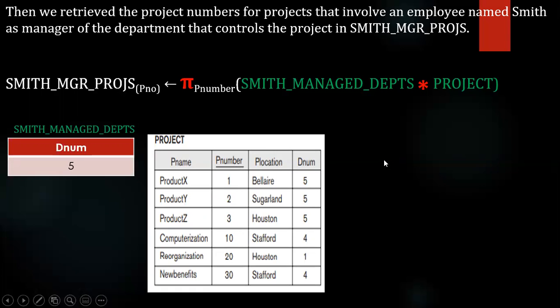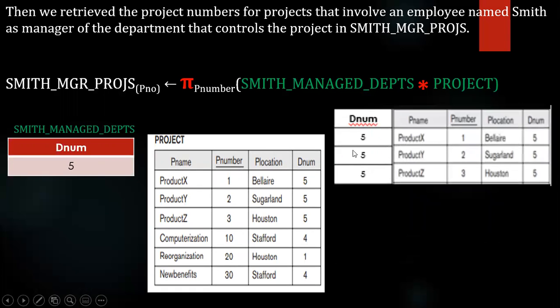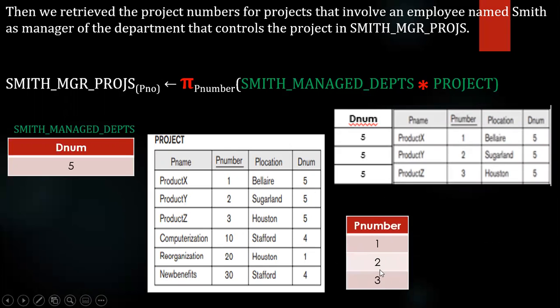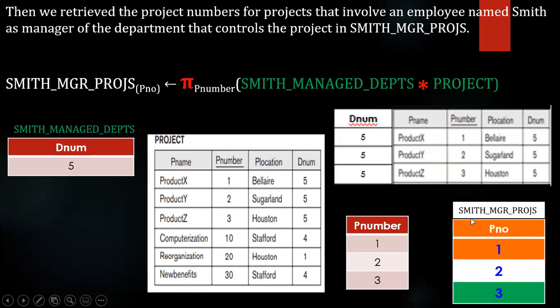So the result will be like this. These three tuples are matching tuples for department number 5. Now I don't want all these columns again. I need only the project numbers from this. So extract only the project number. Project numbers are selected. Now, the heading we have given for the worker result is P-num, so here I will replace P number with P-num. This is the table which gives project numbers handled by Smith as a manager.